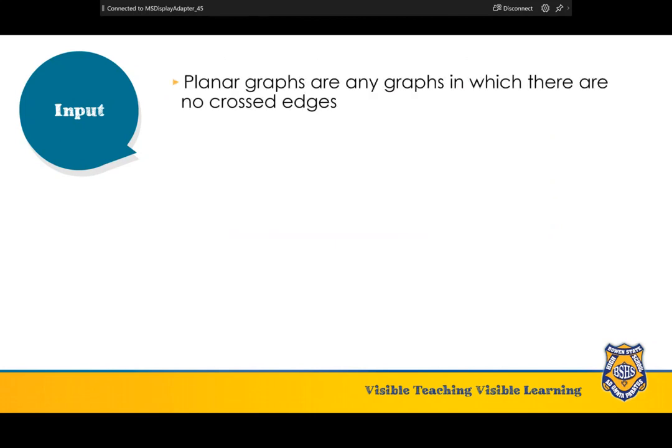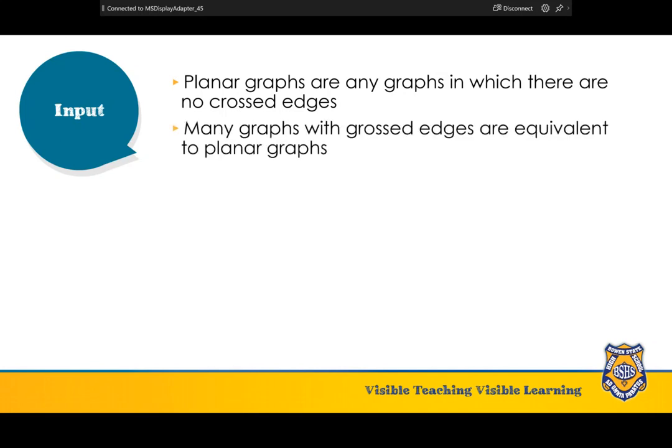The only reason I bring up isomorphic graphs is to talk about planar graphs. A planar graph is any graph where there are no crossed edges. Many graphs with crossed edges, sorry, that should be crossed, not gross, my apologies, are equivalent to planar graphs. The reason we care about equivalent is because we actually care about planar graphs, and sometimes you'll see a graph with a crossed edge and you just need to be aware you can rearrange it so that it's no longer crossed. Okay?